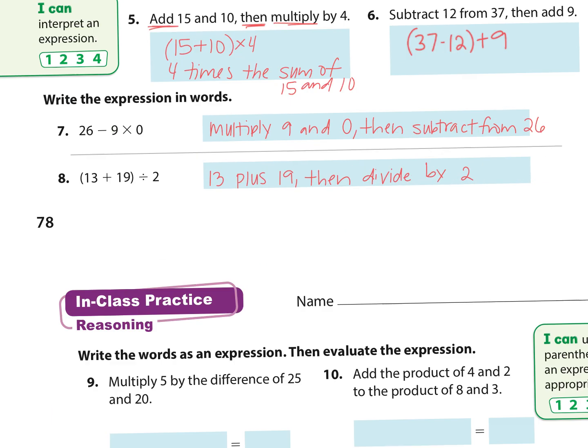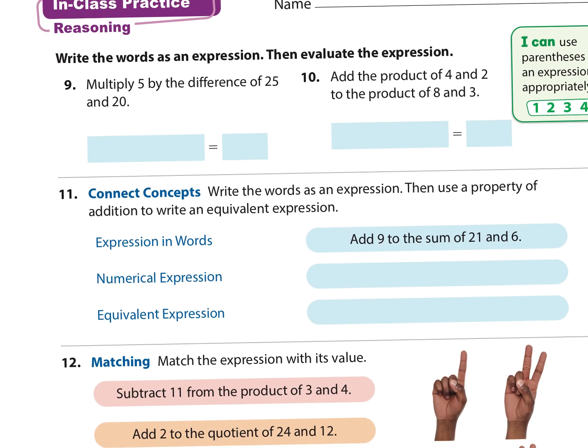Okay, moving right along. On the next page, it says write the words as an expression, then evaluate it. So this time it wants me to write the expression, but it also wants me to solve it. So on number 9, it says multiply 5 by the difference of 25 and 20. What does difference mean? Is it add, subtract, multiply, or divide? The answer from a subtraction problem. Yes, it's the answer of a subtraction problem. So difference is a key word for subtraction.